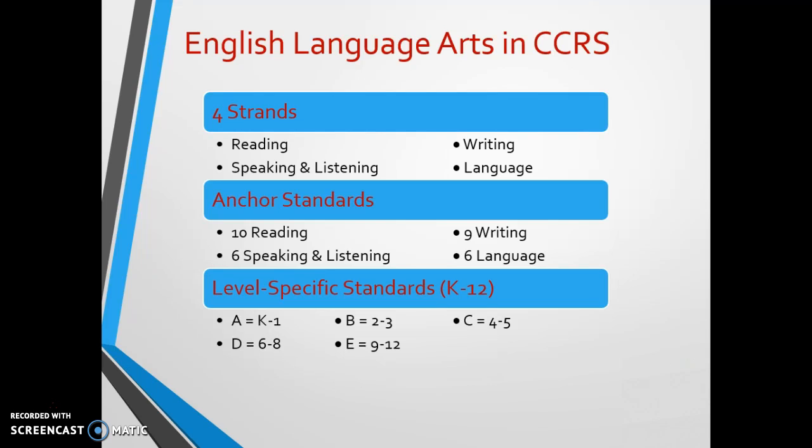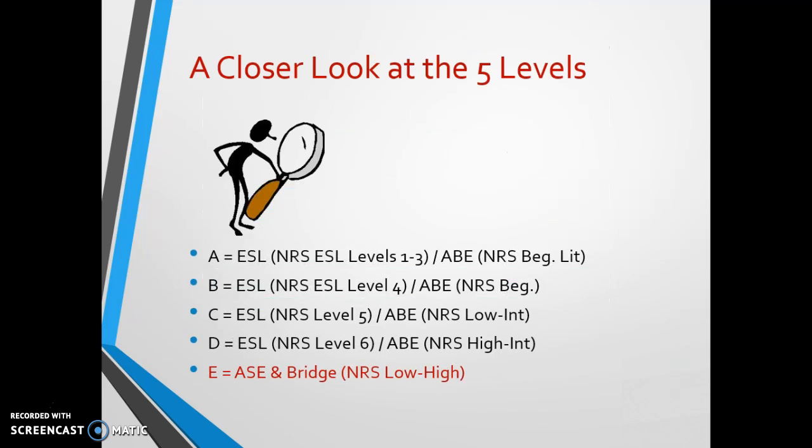So where does that leave our adult ESL learners? I'll show you. Standard level A is all 3 beginning levels of ESL for the adults, levels 1 through 3. Standard B is level 4, C is level 5, D is level 6, and we're not even going to look at level E.